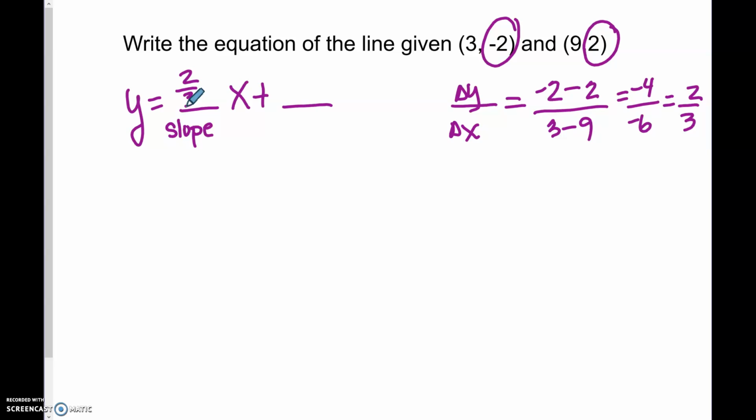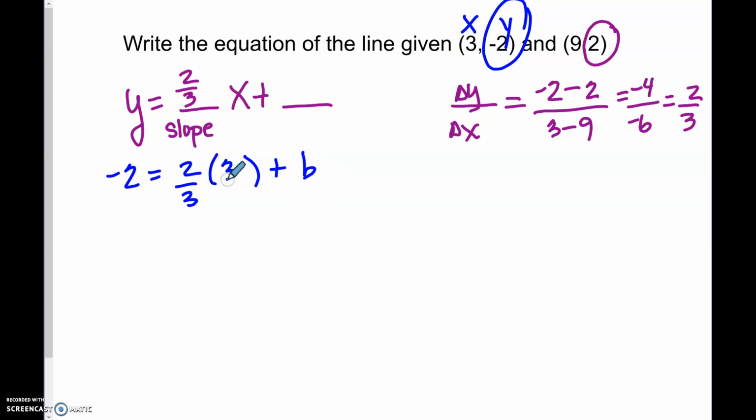So I can do that by plugging in one of these points. It doesn't matter which one I plug in. So I'm just going to use this first one. And remember, this is x, this is y. So in place of y, I'm going to put a -2. And in place of x, I'm going to put what number? X is 3. Okay, now grab your calculators and do your math. What is 2/3 times 3? So these 3's cancel out and we have 2.